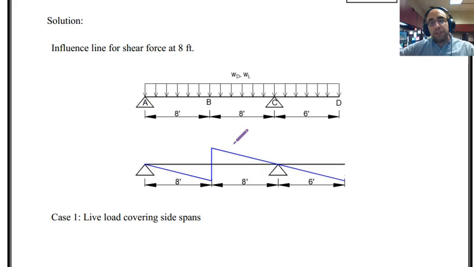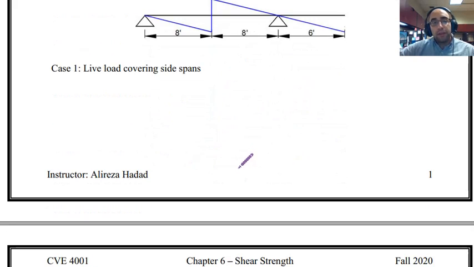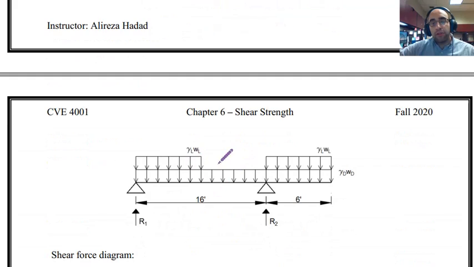And then based on this influence line, I'm going to consider 3 load cases. The first load case is having the live load only on the left span and the right span. The second case is having the live load only on the middle span. And the third load case is having live load on all of the spans to finally draw the shear envelope for this beam that we have over here. So the first case is just having the live load in these regions.